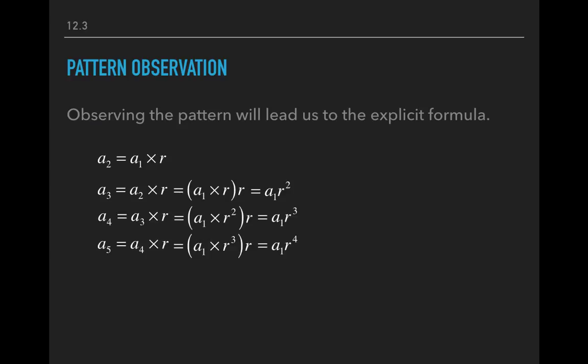So what are we noticing here? For the third term, it was the first term times r squared. For the fourth term, it was the first times r cubed. For the fifth term, it was the first times r to the fourth. Why don't you try and determine what it would be for any term? Try in terms of n. Pause this video and do that right now.